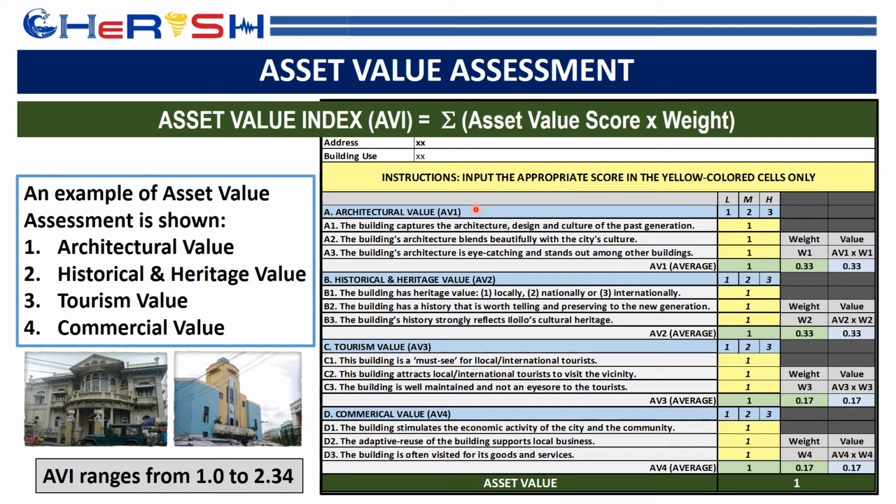the following parameters. Like architectural value: A1, the building captures the architecture, design, and culture of the past generation. A2, the building's architecture blends beautifully with the city's culture. A3, the building's architecture is eye-catching and stands out among other buildings. So based on these criteria, the building is assessed on architectural value.